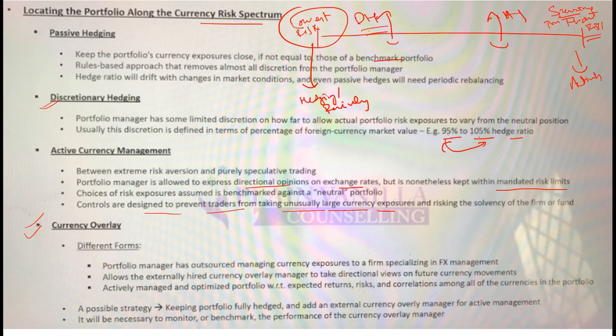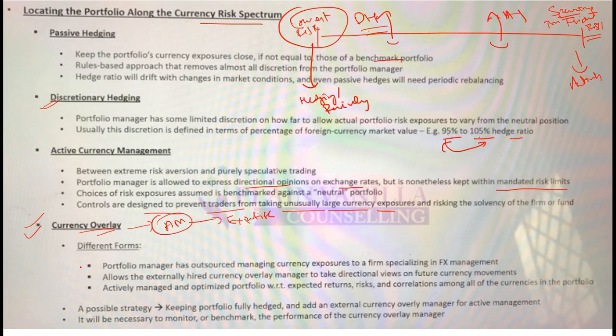Moving on to currency overlay. What is currency overlay? Currency overlay is outsourcing the management of currency. And when would you engage in it? You will engage in it when you want active management. When you want active management, you would want the expertise of an investment manager. So in that case, you may want to outsource the active management to an investment manager or currency manager. That is known as currency overlay.